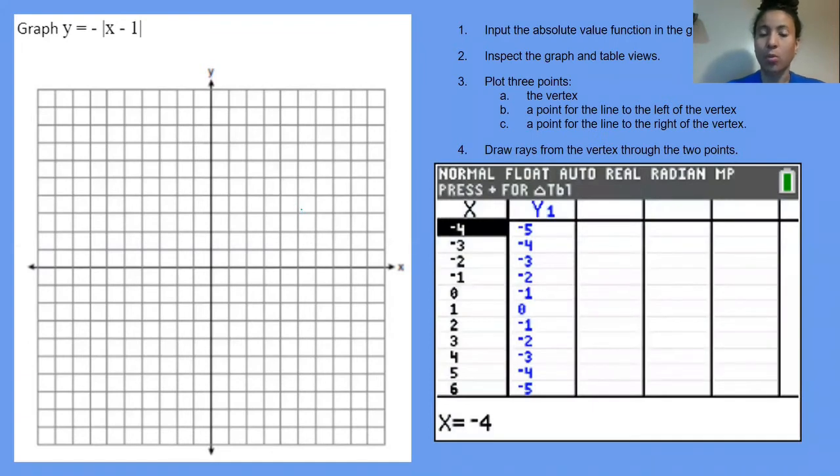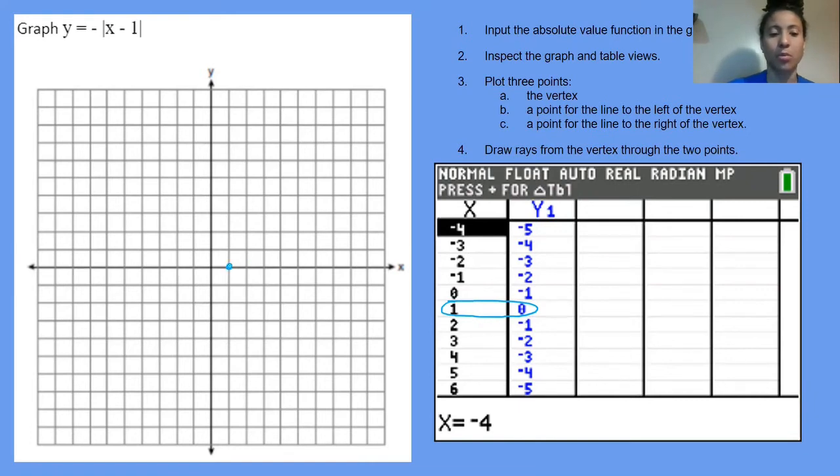Same thing again, we want to plot 3 points: the vertex, a point to the left, and a point to the right of the vertex. What do you think the vertex will be in this particular problem? 1, 0. As you can see, the values to the top of that are repeating in the same manner as it is to the bottom. So our vertex in this case is 1, 0.